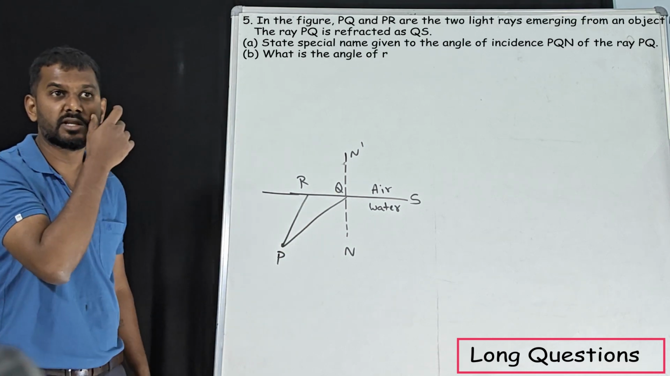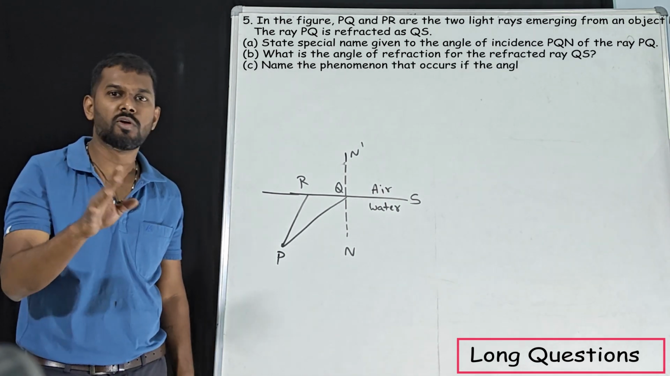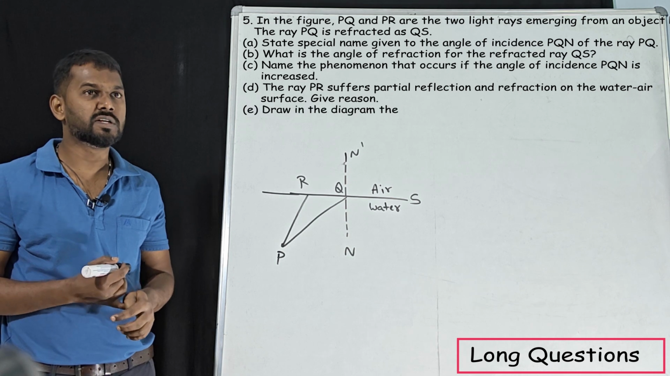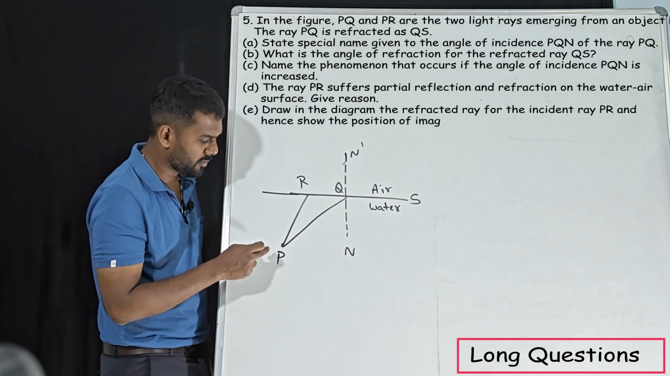Based on this diagram we have many questions. First we'll go one by one. State the special name given to the angle of incidence PQN.